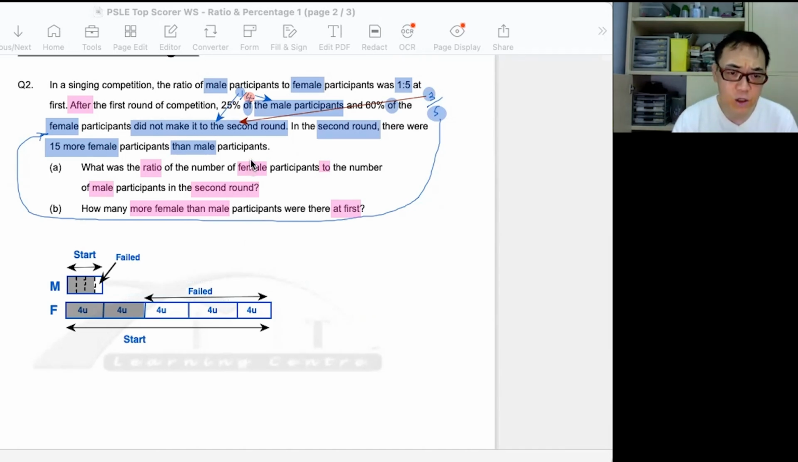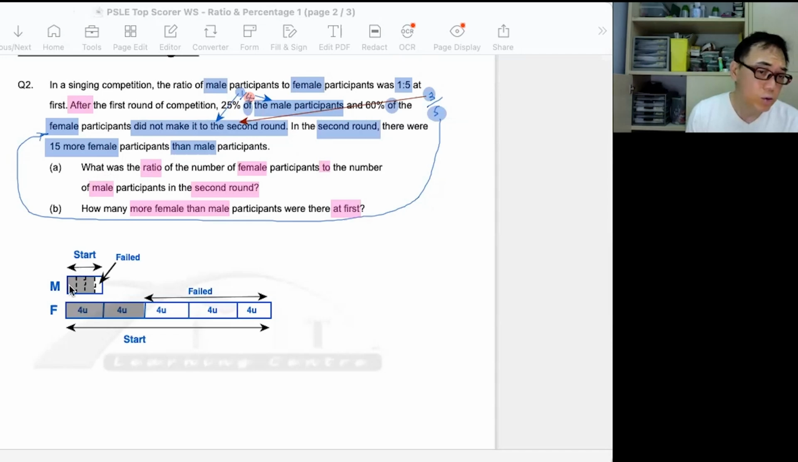In the second round, they say to you that there are 15 more female than male. First question: what is the ratio of female to male participants in the second round? Okay, so this one, Kayla, I would like you to answer me. This is very straightforward. You can see it directly from the model.